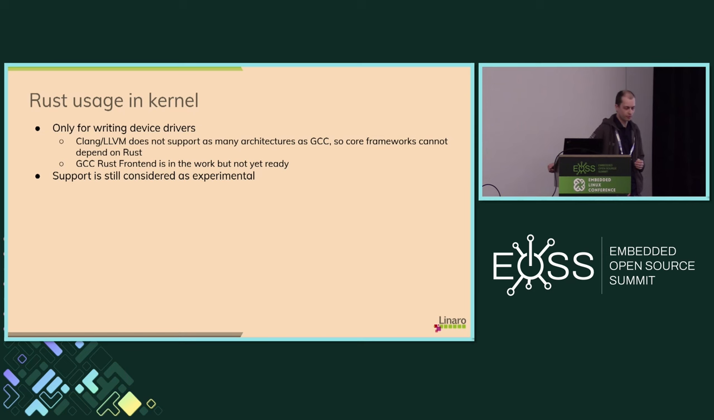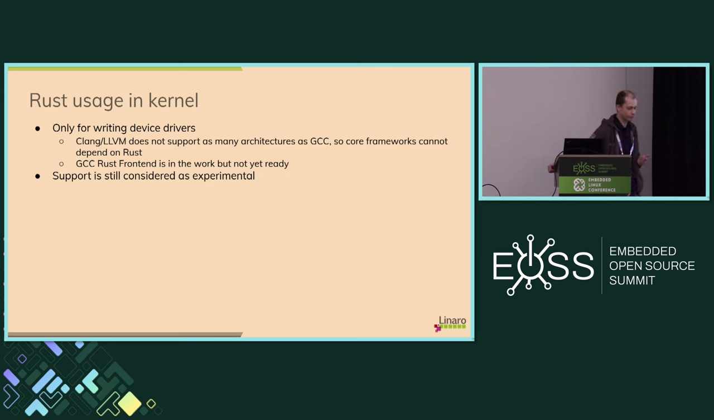Right now, the usage of Rust in the kernel is limited to writing device drivers. You cannot write a core framework in Rust for the simple reason that Rust is using Clang and LLVM, and the Linux kernel supports way more architectures than Clang. So we are only able to use Rust for device drivers that won't interfere with the whole kernel at all. There is a GCC Rust frontend in the works, but it's not ready and the progress is quite slow. So I don't know when, if ever, we will be able to write a core framework in Rust.